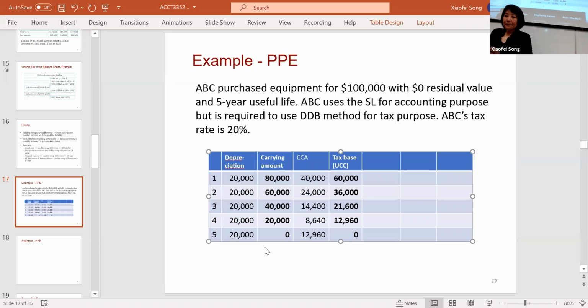Okay, so if you look at this, we can do it at the end of year one. In the future, there is $80,000 to deduct for accounting purposes, and there is only $60,000 to deduct for tax purposes. So there will be less to deduct in the future. That means future taxable income, never mind which year, just the future altogether, will be more.